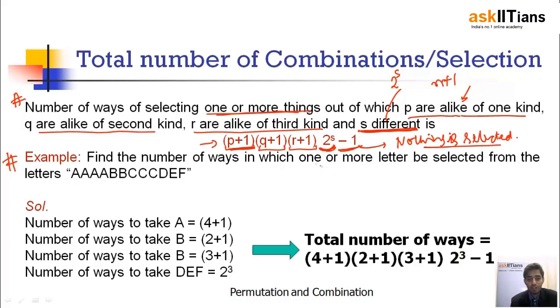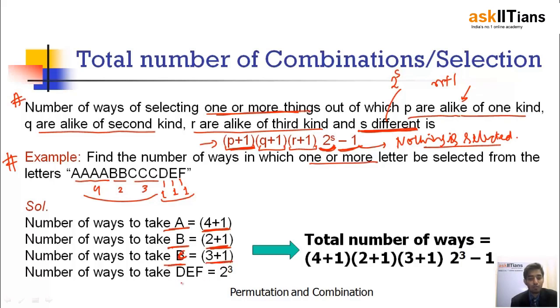Find the number of ways in which one or more letters can be selected from these letters. So there are 4 A's, 2 B's, 3 C's, 1 D, 1 E and 1 F. So there are 3 different and the rest are alike. So the number of ways to take A: there are 4 alike A's, so the number of ways to take A will be 4 + 1. Similarly, the number of ways to take B will be 2 + 1. The number of ways to take C will be 3 + 1.